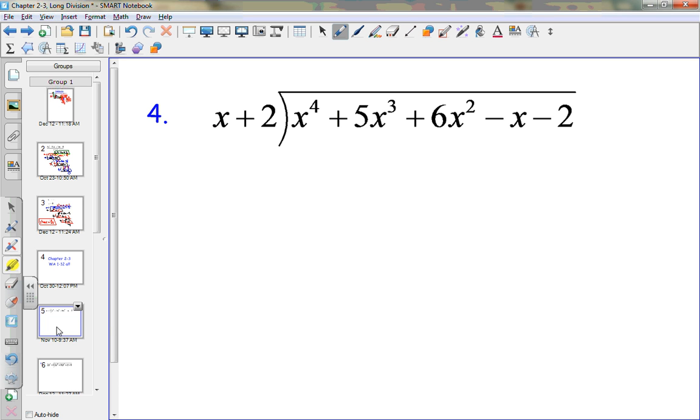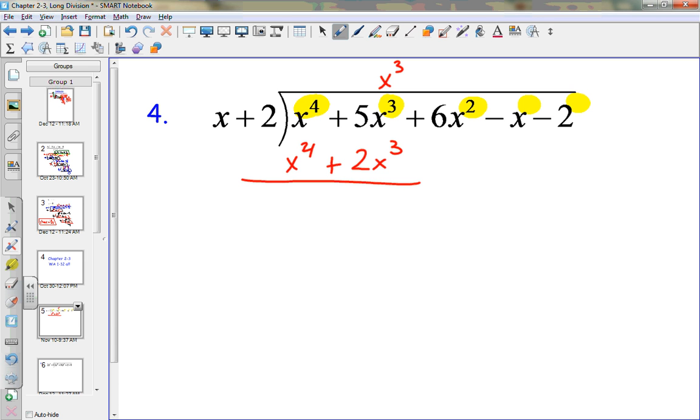Okay, first thing I need to do is ask, am I missing any powers? 4, 3, 2, 1, 0. Am I missing any? No. Since I'm not missing any, what do I multiply x by to get x to the 4th? X cubed. It's going to give me x cubed there. So x cubed times x is x to the 4th. Plus x cubed times 2 is going to be 2x cubed.